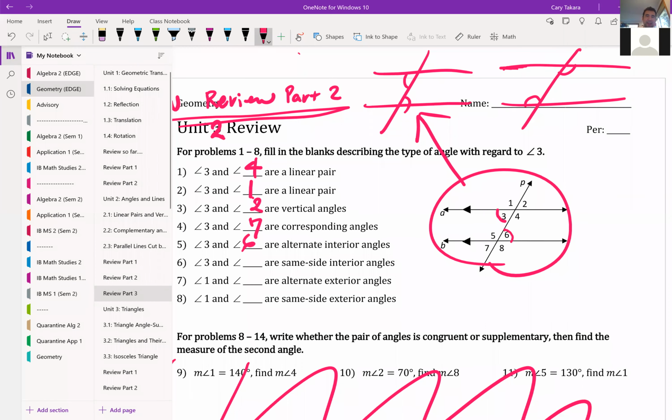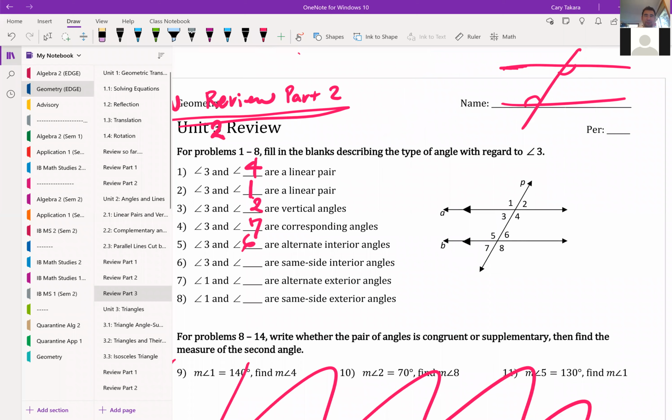Next one, angle 3 and which one is called same side interior angle? Just listen carefully to what I say. Same side. That means same side. And then interior, it's inside the parallel lines. So it has to be 5, isn't it? 3 and 5. That's the same side interior angle.